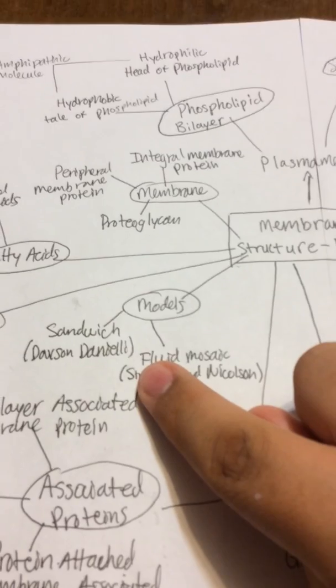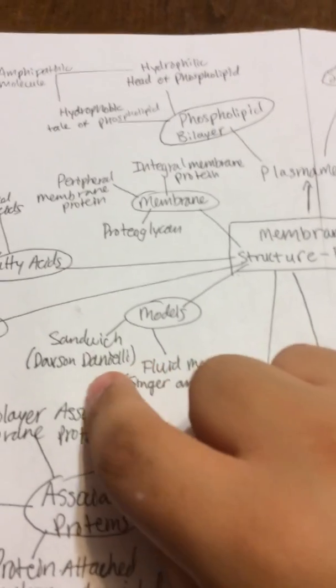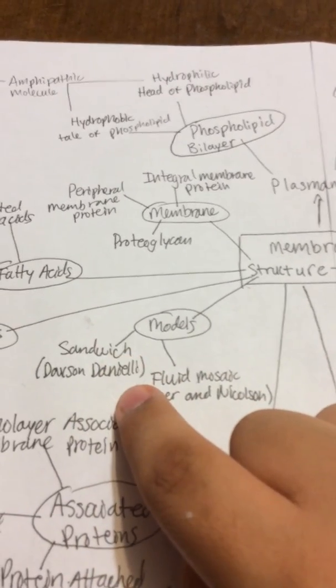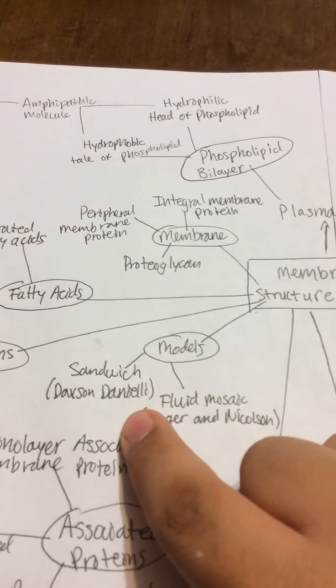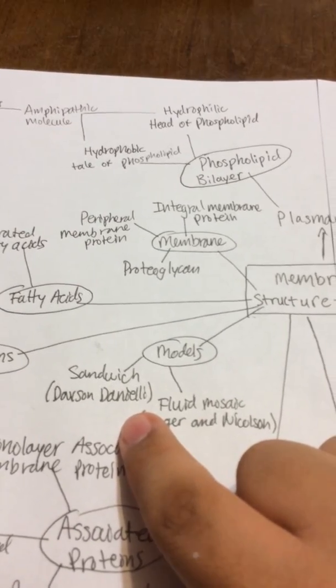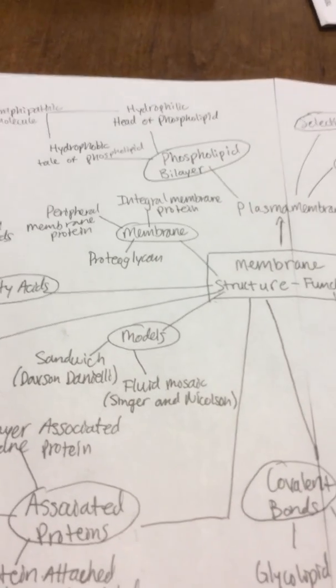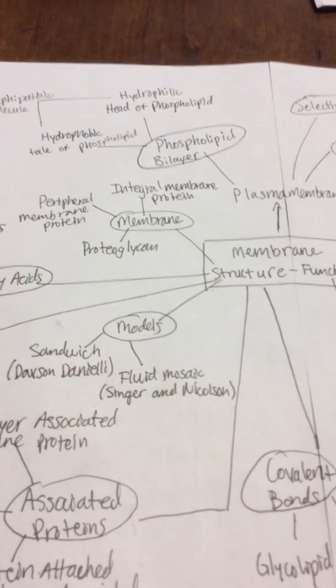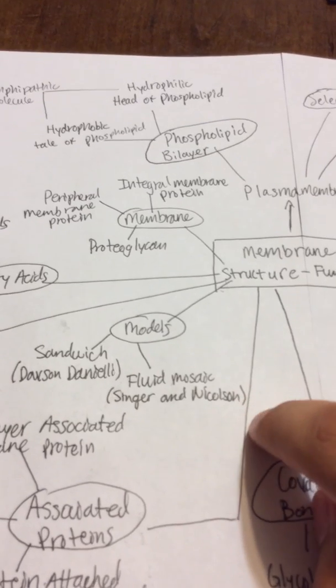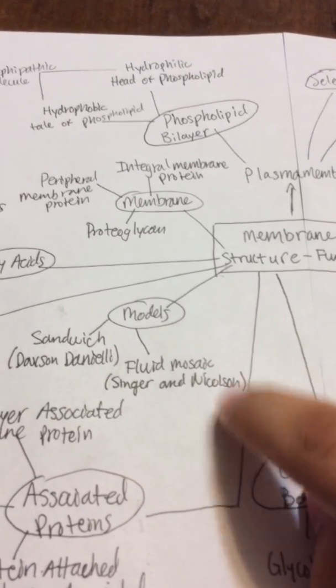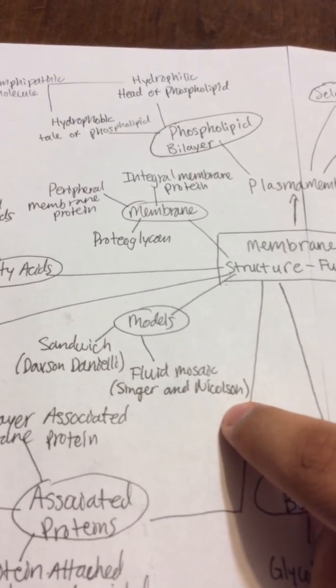Here we have our models. We have our sandwich model, Davson and Danielli, also known as the Davson-Danielli model. This sandwich model is one of the first models that was shown to us explaining the phospholipid bilayer. And the fluid mosaic model, also known as the Singer and Nicolson model, is the most accurate and the most used chart that we use today to explain how the phospholipid bilayer looks and interacts.